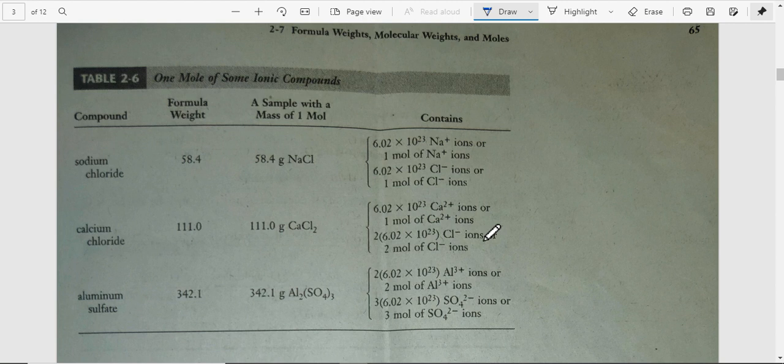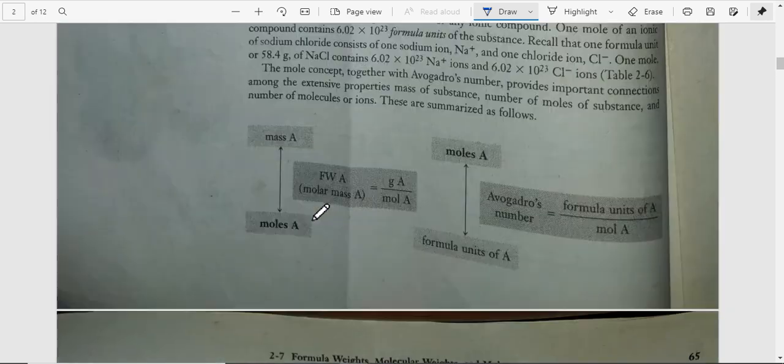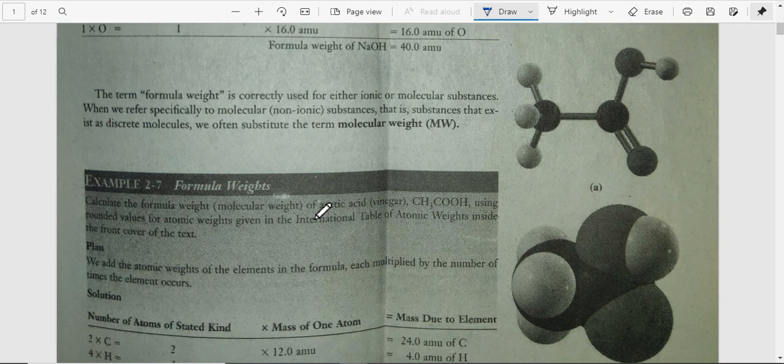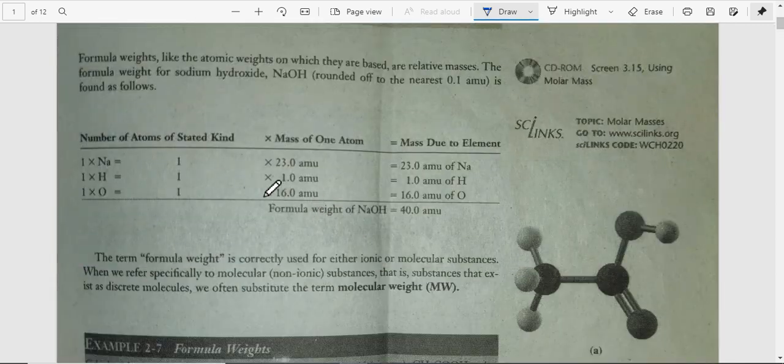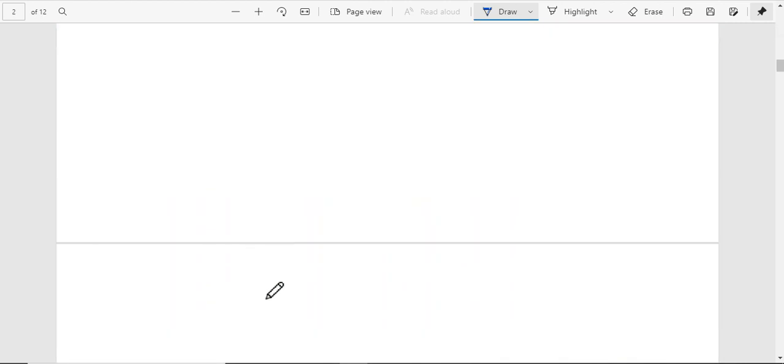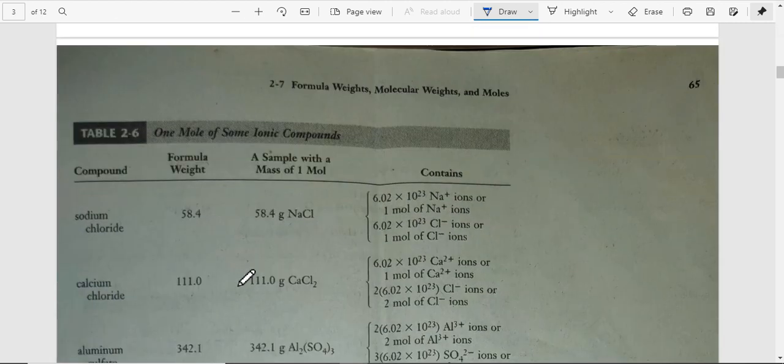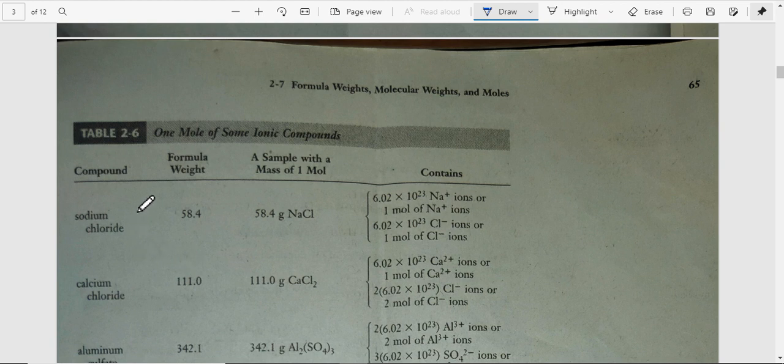Okay, the formula weight of your sodium and your chloride. For your sodium, you have 23. And if I remember correctly, I think the chloride was 35-ish. So it's the same if you're Na, Cl.